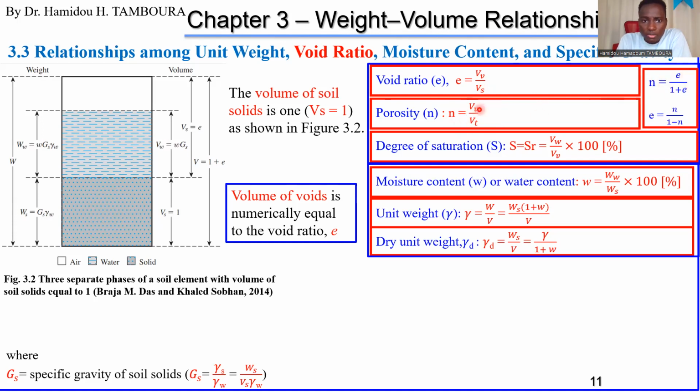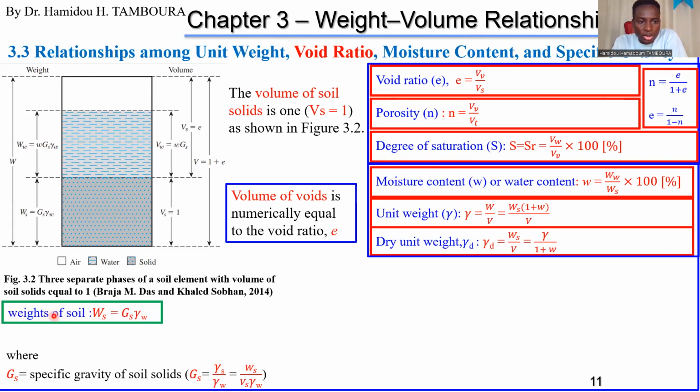VV, volume of void, which is e, divided by total volume, which is 1 plus e. So you will end up with this one. You agree? Okay. Now let's go for this one. Degree of saturation. What will you obtain by doing that?